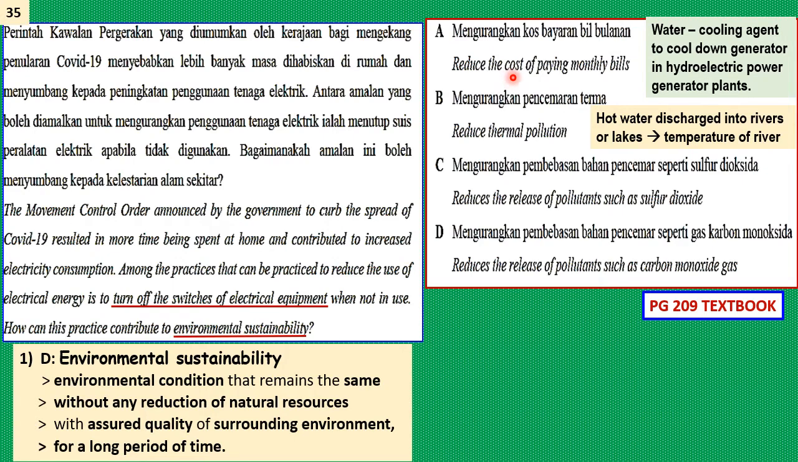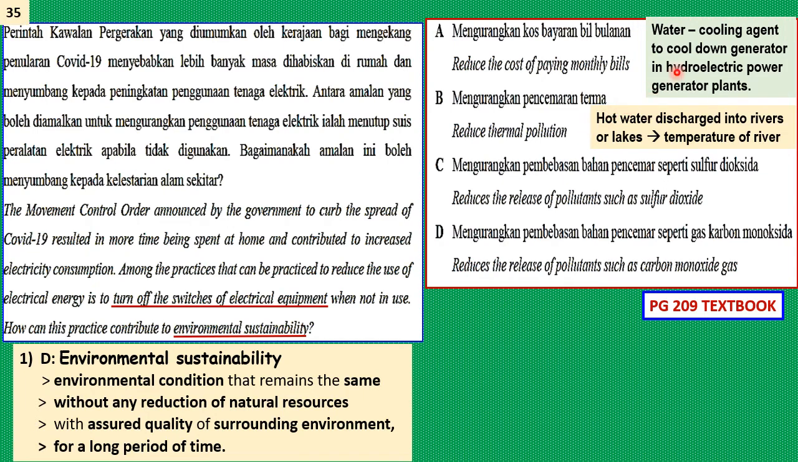Now, A, reduce the cost of paying monthly bills. Now, this helps the household finances. It improves the household finances and reduces the expenses for electrical consumption, right? But it has nothing to do with environmental sustainability. So this is not the answer. B, reduce thermal pollution. So if we save electrical energy or reduce the use of electrical energy, does it reduce thermal pollution? Because reducing thermal pollution is one way to contribute to environmental sustainability. So does saving electricity contribute to environmental sustainability through the reduction of thermal pollution?